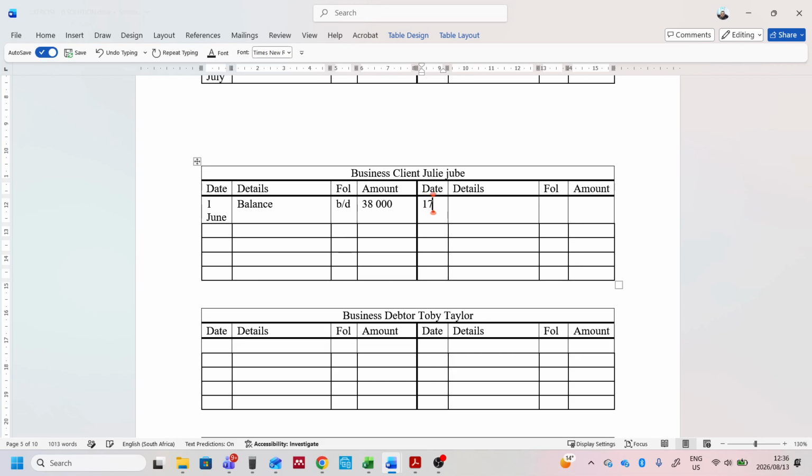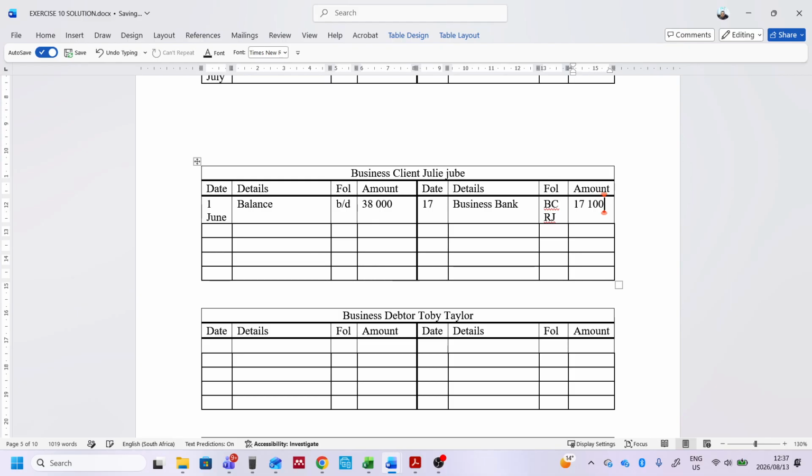The 17th. On the 17th, we received money in our business bank account, and this transaction is recorded in your business cash receipts journal. And the total amount that we received from him was how much? 17,100. So we're just repeating that double entry system by recording it on the ledger account. This is what we call posting to the ledger account. You take the information from your journal and post it directly to the client's account.